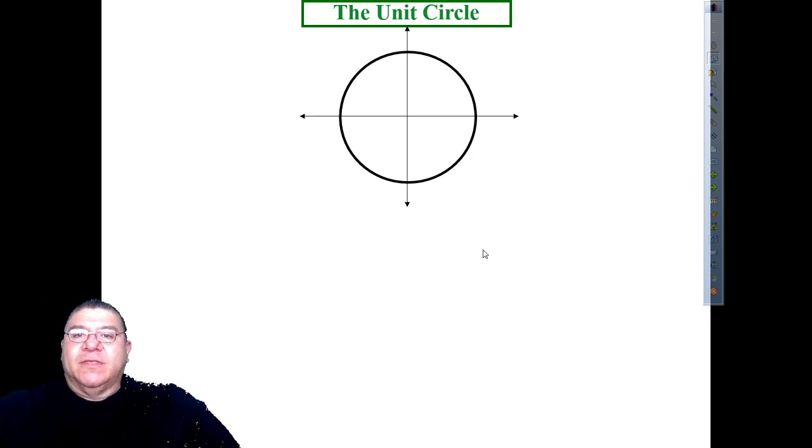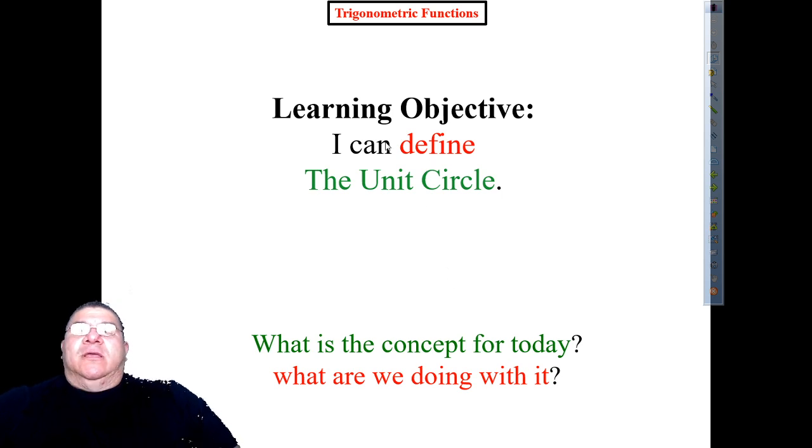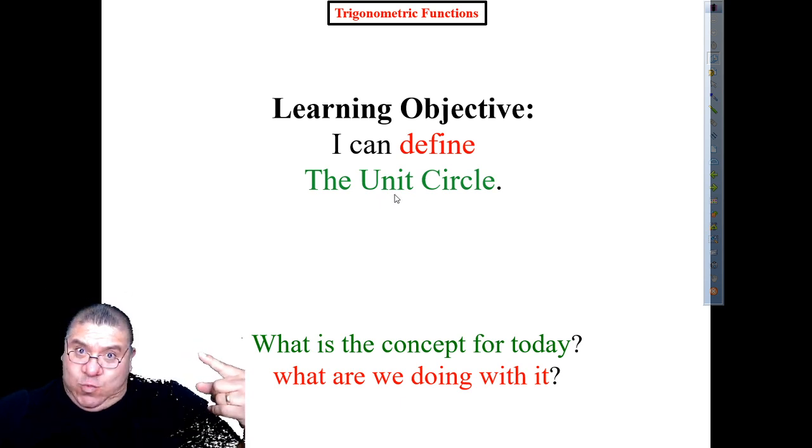Bam, let's go. Alright, guys, so did we define a unit circle? Yeah, we know what it is. Yes, it's a circle that's made up of what? A radius of 1 unit.